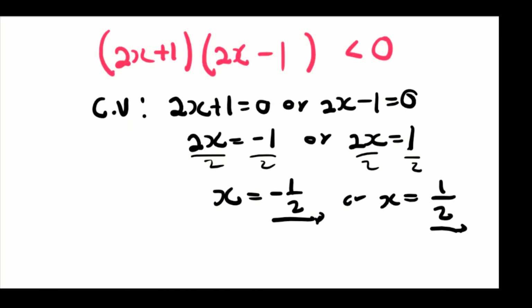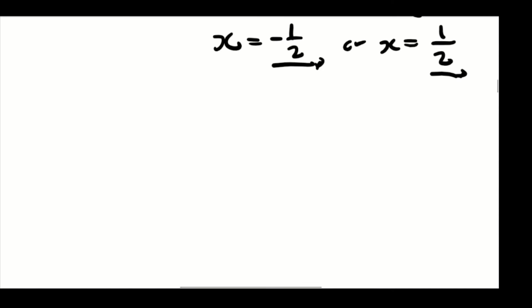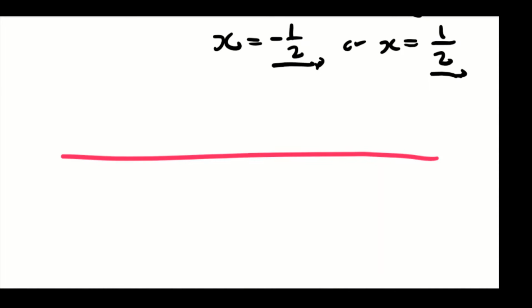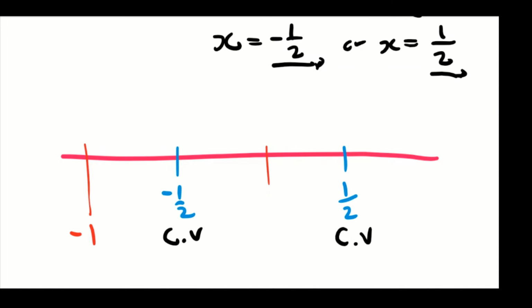critical values, right? And remember that the solution that we want is when our y value is negative, because the inequality is less than 0. So we want to go to our number line and present our critical values. We have a critical value of minus 1 over 2 and a critical value of 1 over 2. So we're going to test values before and after our critical values. A number before minus half can be minus 1. A number between minus half and half can be 1 over 4. A number after half can be 1 also.